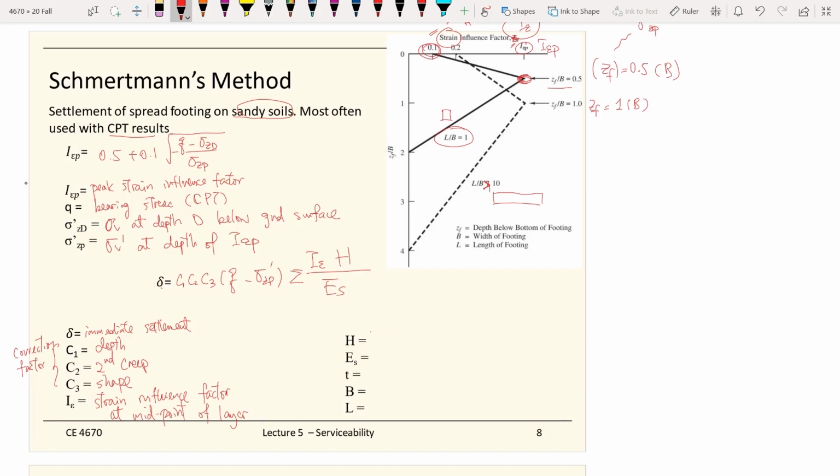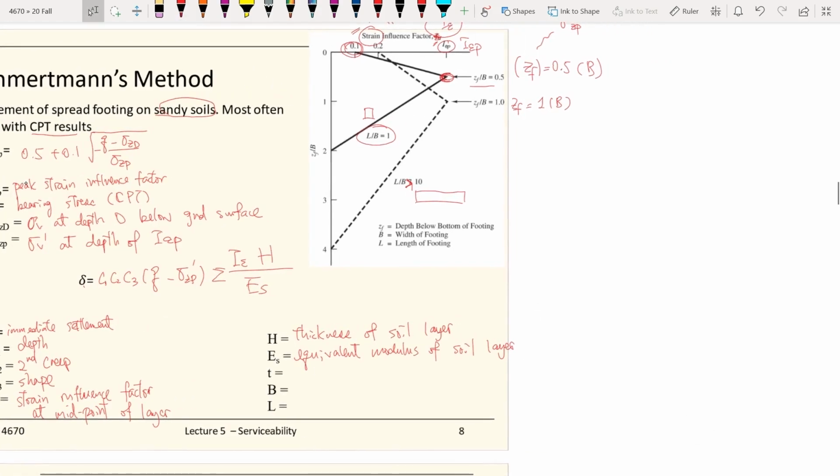And the H will be the thickness of the soil layer that you're looking at. The E sub S is the equivalent modulus of the soil layers. And time shows up in the C1, C2, and C3. So what are the C1, C2, and C3? The C1 is the correction factor using these formulas.